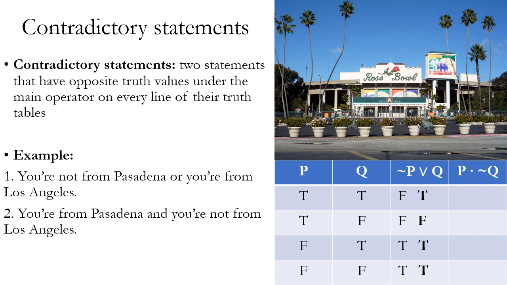Now let's look at the truth values for the second of those compound statements. The tilde has the smaller scope. It only negates the Q, so it reverses the truth value of Q on each row of the table. The dot, its rule is that it's only true where both conjuncts are true. That only happens on row 2, where tilde Q is true and also P is true. You'll notice the truth values of those two compound statements are the opposite on each row of the truth table. So that's what makes them contradictory statements.